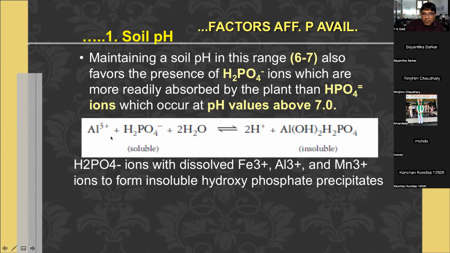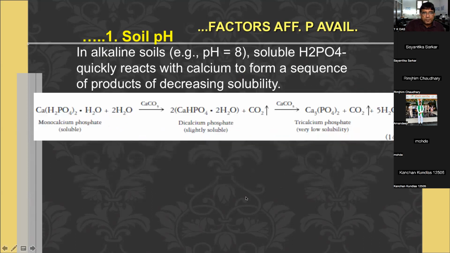So you can remember this reaction, learn all the reactions possible. H2PO4 ions will react with ferric, aluminum, and manganese ions to form insoluble hydroxyphosphate precipitates. So this is in acidic pH.